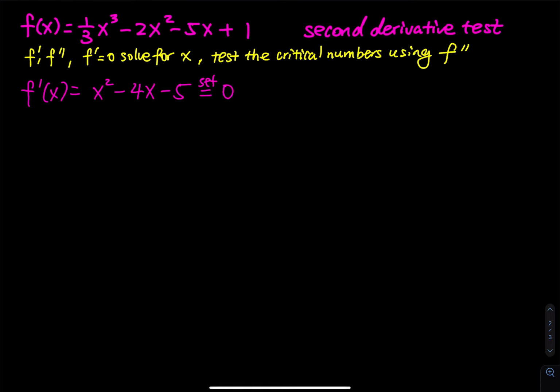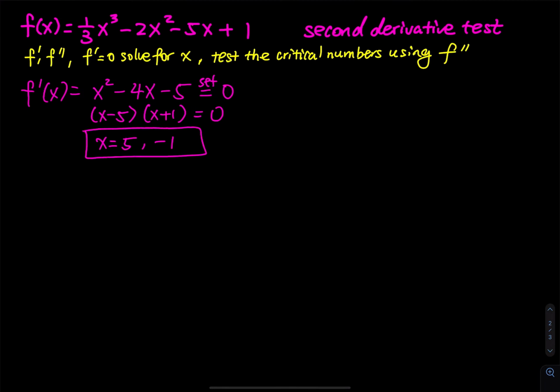So here is a factor. How about this? x minus 5 and x minus 1 equals 0. Negative 5 times positive 1 is negative 5, and negative 5 plus 1 is negative 4. All right, so we have x equals 5 and x equals negative 1 as my critical numbers.